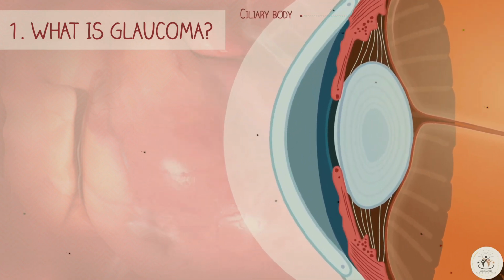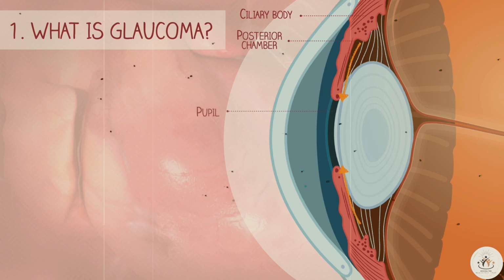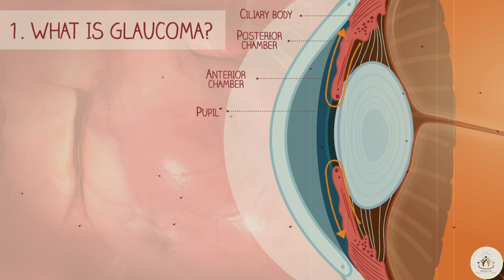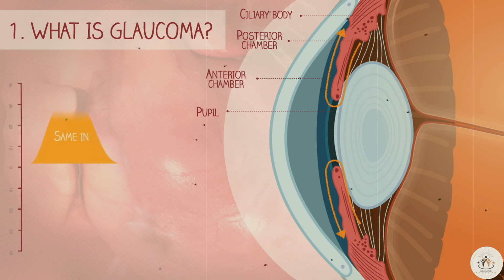Your ciliary body constantly makes aqueous humor, which flows from the posterior chamber through the pupil into the anterior chamber. This liquid nourishes the eye and keeps it inflated. As new aqueous flows into your eye, the same amount should drain out. This process stabilizes the pressure of the eye, called intraocular pressure.